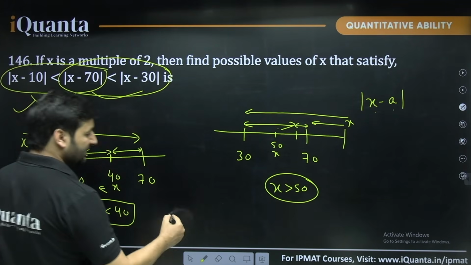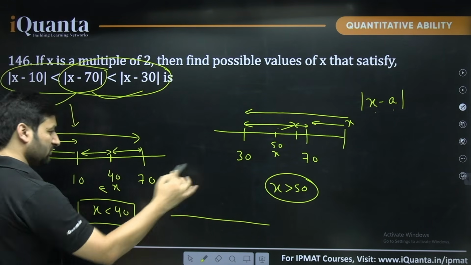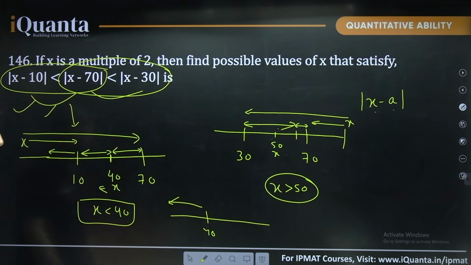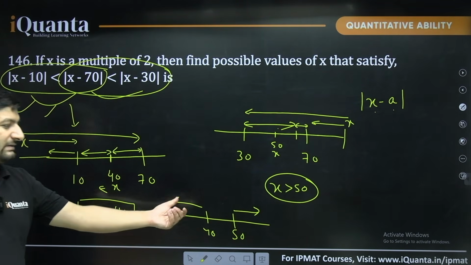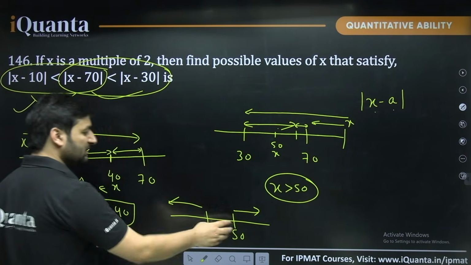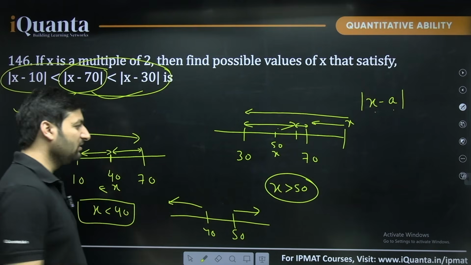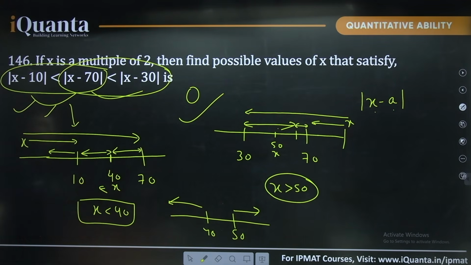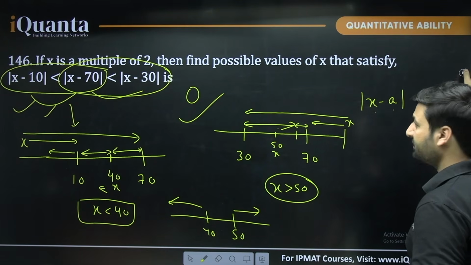So, if I have to combine the solution, what do these both solutions say? It says that my x should be less than 40, so x should lie less than 40 towards here, while it says that x should be greater than 50, so x should lie here. Is there any common region between these two? There is nothing common. Will there be any value of x which is greater than 50 as well, but less than 40 as well? It is not possible. So, there will be 0 such values of x, right? There will be no such value of x possible for which this statement will be true. So, I hope this question is clear.